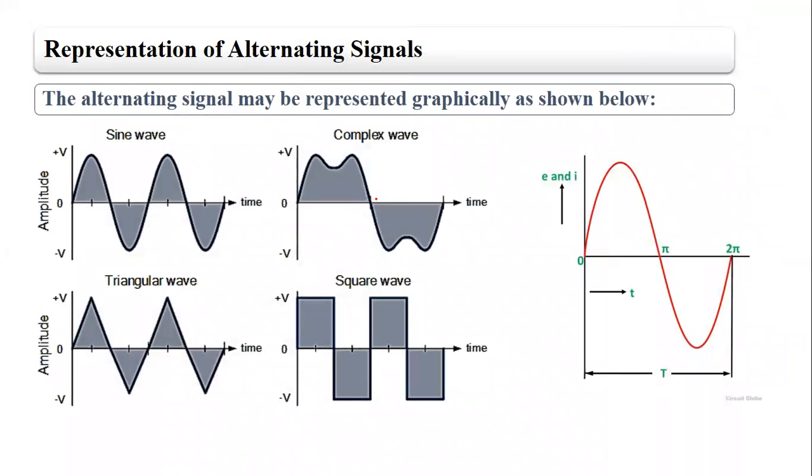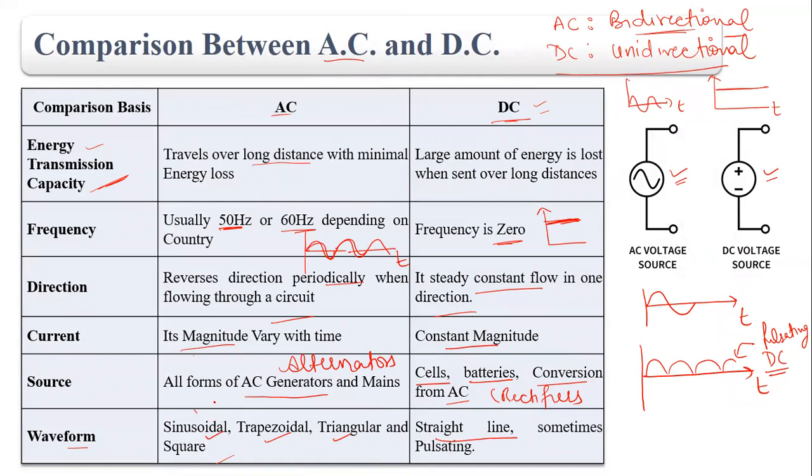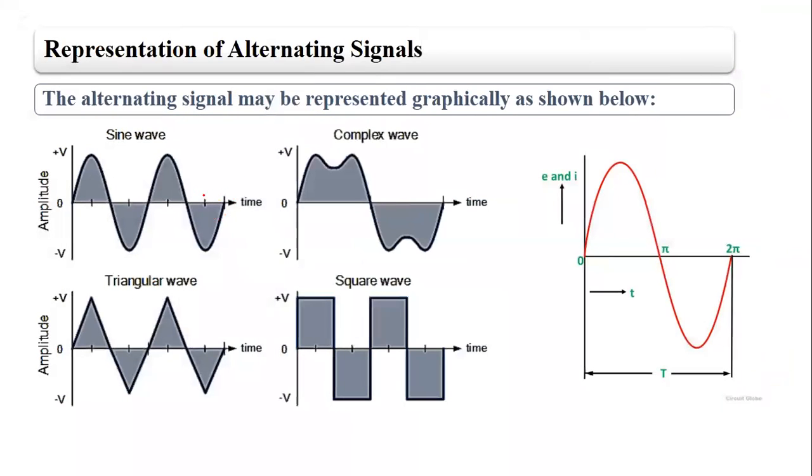Now let us come to the representation of the alternating signal. As I have explained here also, we can represent the AC signal as a sinusoidal, trapezoidal, triangular, or square wave. Graphically, we can represent alternating signals as a sine wave like this, or any complex wave. Because it is a bidirectional signal, its magnitude is changing with respect to time, and it is also reversing its direction around the time axis, right? Similarly, we have a triangular wave, whose magnitude varies with respect to time, and about the time axis, which is the mean position, it is reversing its direction. And similarly is the case with the square wave, right?